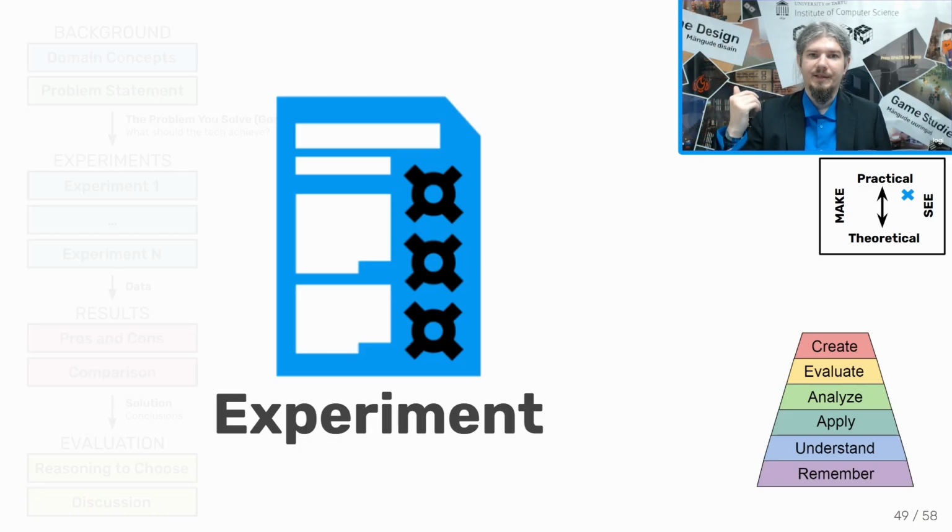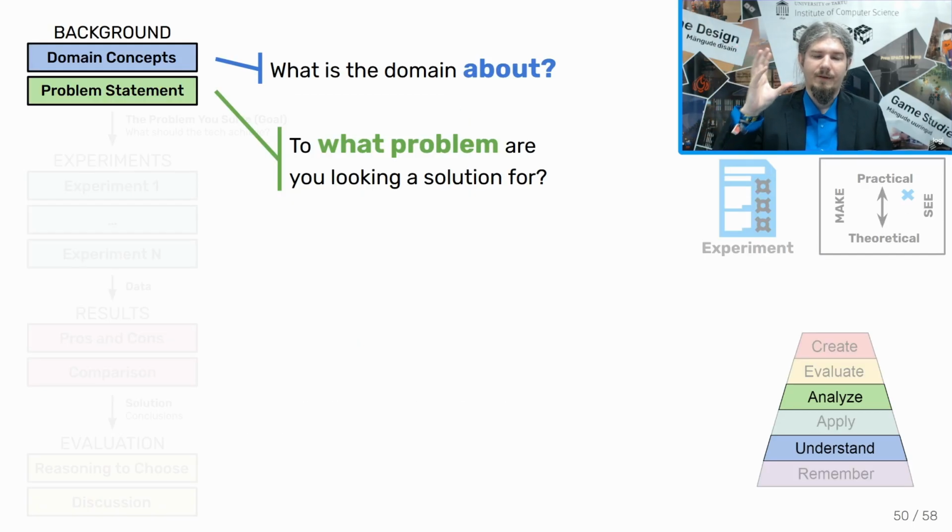Lastly, the experiment type. So in the experiment type, the first semantic part starts with domain concepts. What is the domain about? If you're making experiments with virtual reality headsets, then what is virtual reality? What is a headset?